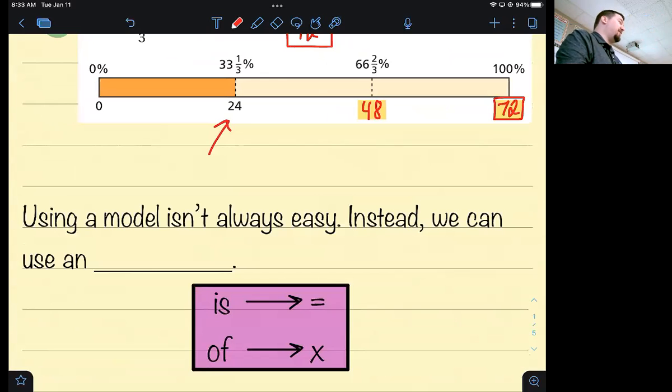But using a model isn't always easy because you have to know what to split it up by, and sometimes we just don't know that. So instead, what we're going to do today is use an equation. We've used lots of equations this year, so we're just going to come back to that. Our equations this chapter are going to have decimals in them, obviously, because of our percents. That's why you all have calculators out on your desk.